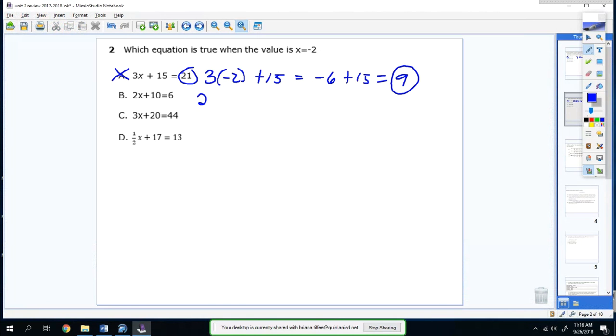Now I'm going to do 2 times -2 plus 10. 2 times -2 is -4, plus 10 is 6. Does 6 equal 6? Yes, it does. So that's the answer, but let's disprove the other ones.